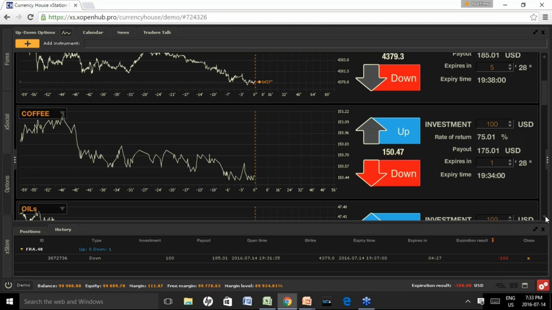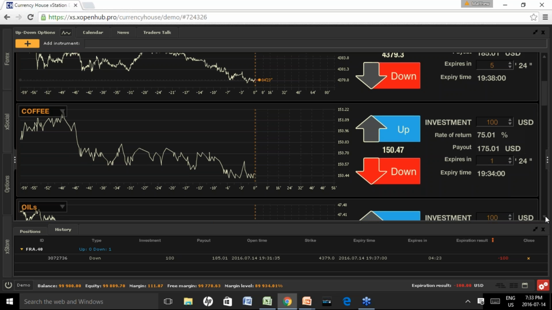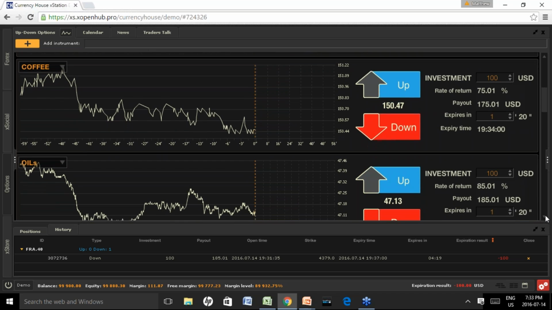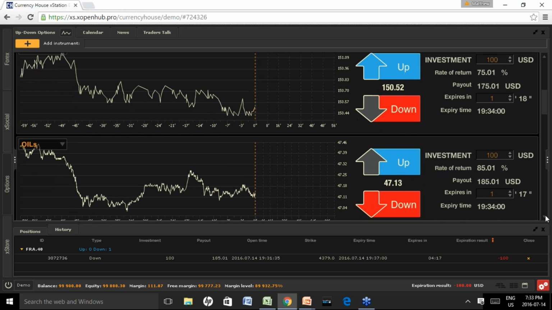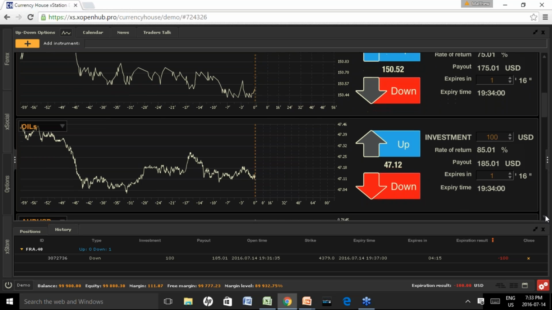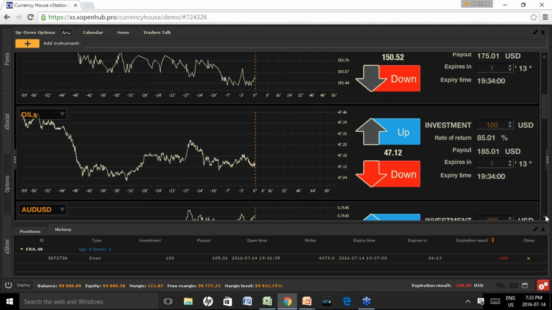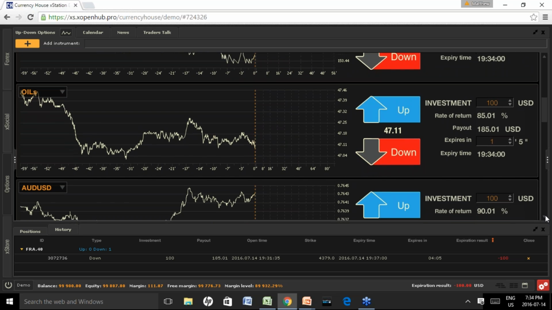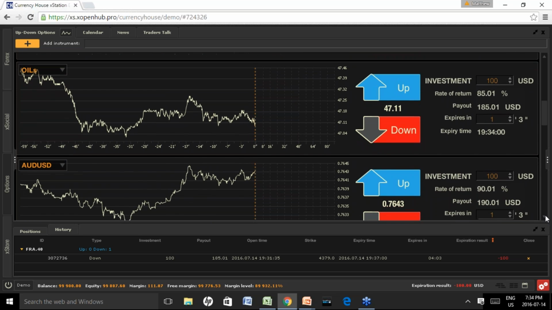Sometimes the market moves in the opposite direction. Sometimes something's going to happen. But for the majority of the time, you're going to end up guessing right on them. So let's keep moving down and see if we can find any other ones that are speaking to us. Got oil there. Oil's kind of remaining a little stagnant. I'm not a big fan of that one. It's kind of remaining around that 47 mark, 47.11, 47.18 mark. Aussie dollar looks like it's ticking up a bit.